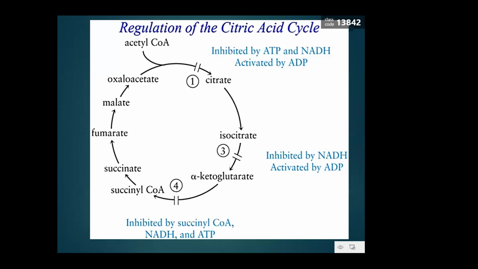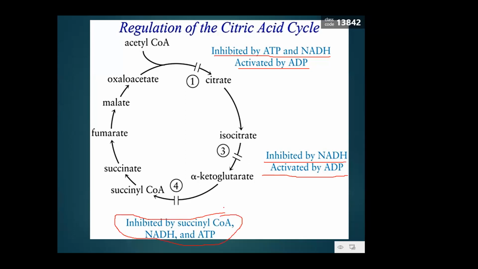Okay, so sa step 1 nga natin, tandaan nyo ano yung enzyme natin dyan? Citrate synthetase. Okay, citrate synthetase. Ano siya? Inhibited by ATP and NADH, activated siya ng ADP. Dito naman, sa step 3 natin, yung isocitrate dehydrogenase. Inhibited siya ng NADH. Okay, NADH lang, no? Hindi na ATP. Activated siya ng ADP. Sa step 4 natin, yung alpha ketoglutarate dehydrogenase complex, inhibited siya na tong mga to.